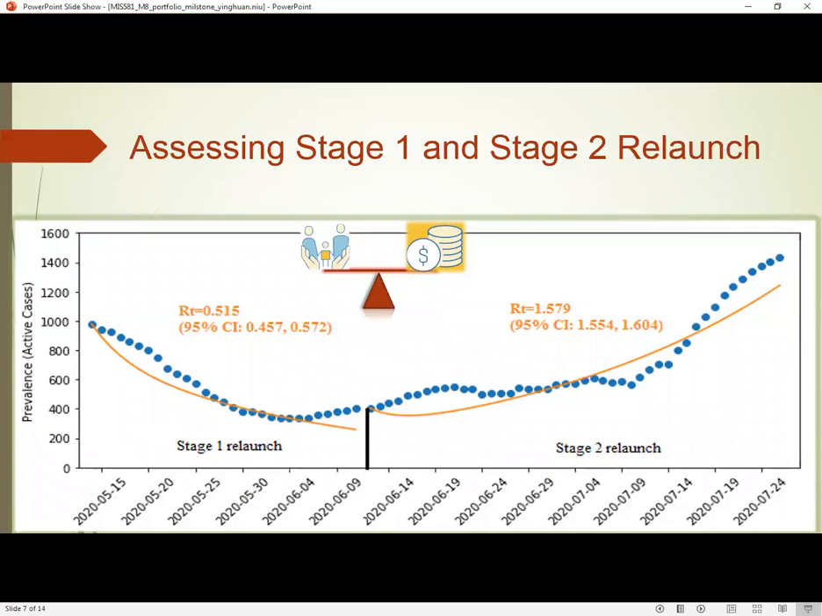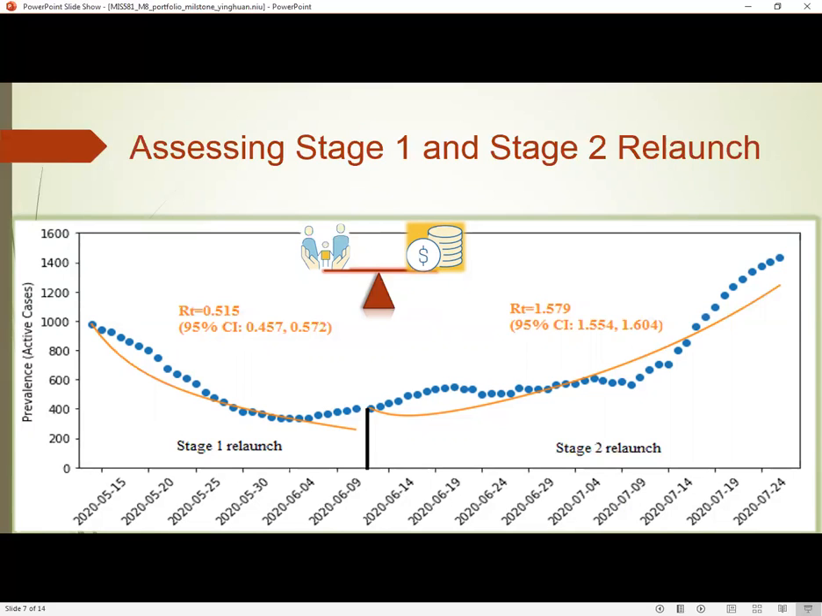In this study, we applied an epidemic model to each relaunch period to estimate effectiveness and the effective reproductive numbers. From May 14th to June 11th, the RT was estimated at 0.515. That's a little bit higher than the shutdown period.